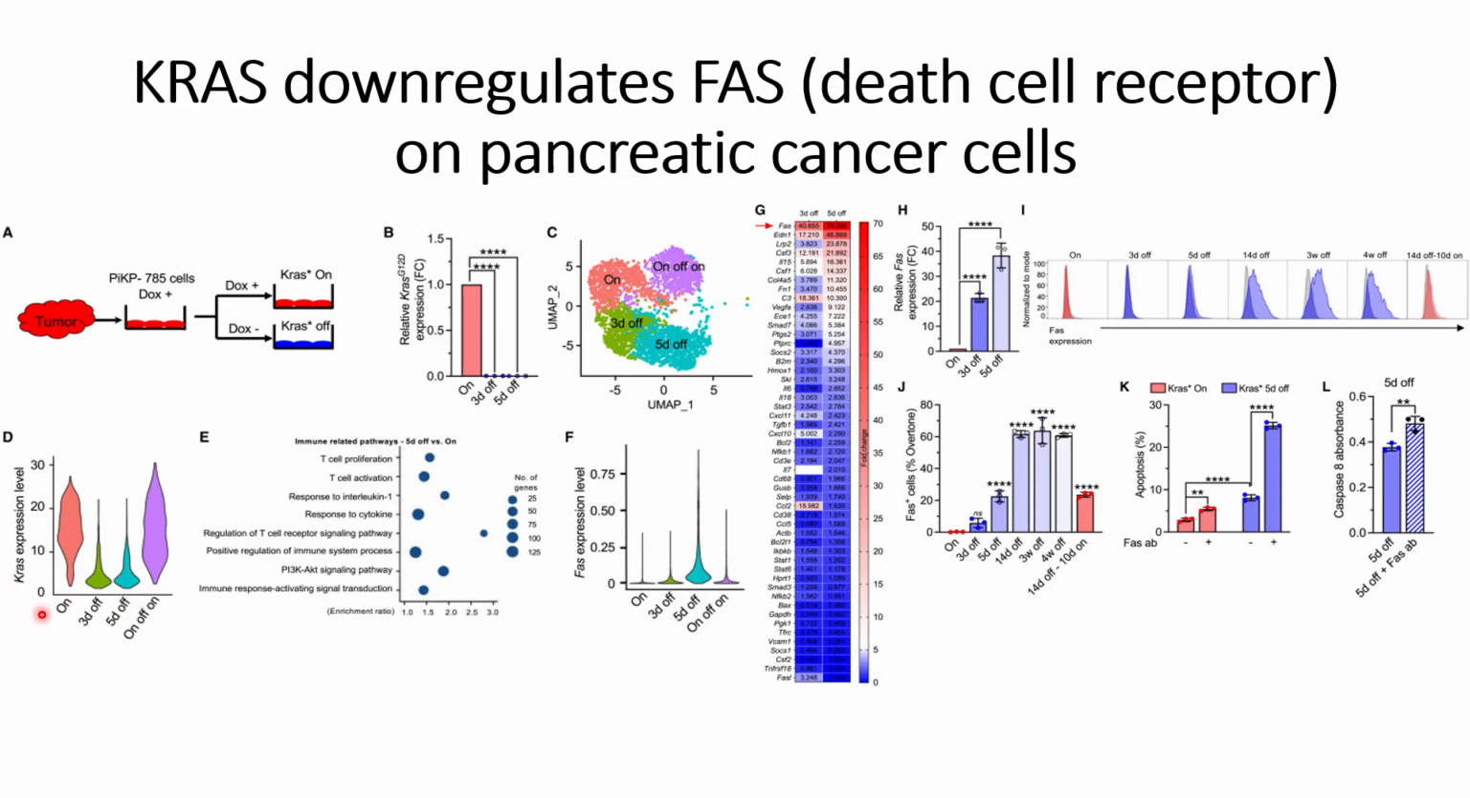The violin plots also show that genes are expressed differently in the case where KRAS mutations are on and where KRAS mutations are off, and when KRAS is turned on again after turning it off, the on-off conditions of these pancreatic cancer cells. Thereafter, they did the GSEA, gene set enrichment analysis, and the final conclusion was that when the KRAS mutations are off, T cell proliferation and T cell activation are upregulated by approximately 1.5% compared to when the KRAS mutations are on.